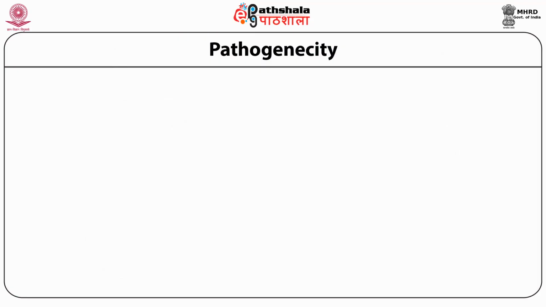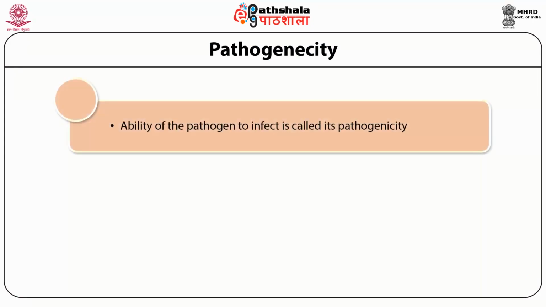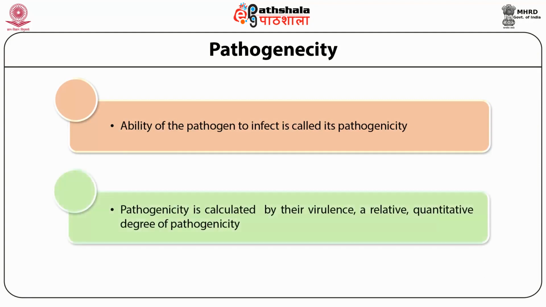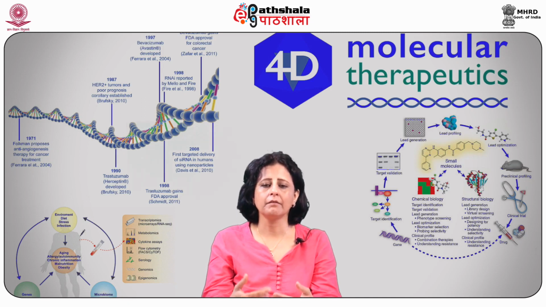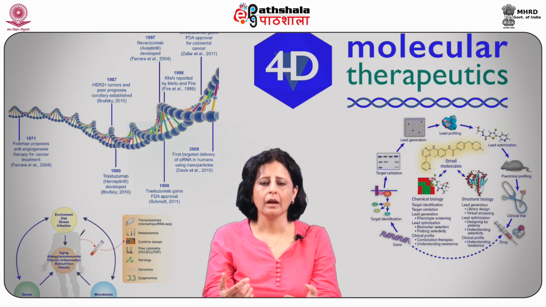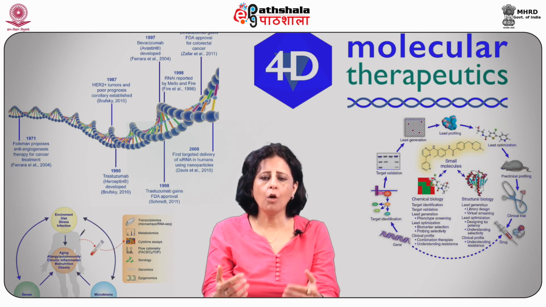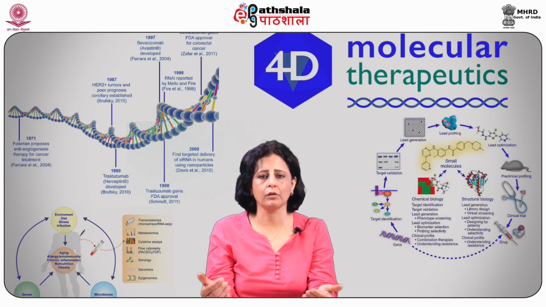We should understand what pathogenicity is and how it works. Pathogenicity is the ability of the pathogen to infect. Pathogenicity is measured by virulence, a relative and quantitative degree of pathogenicity. Now I want to tell you how we can define the virulence of a pathogen. It all depends upon how virulent a microorganism is. But how will we define this?